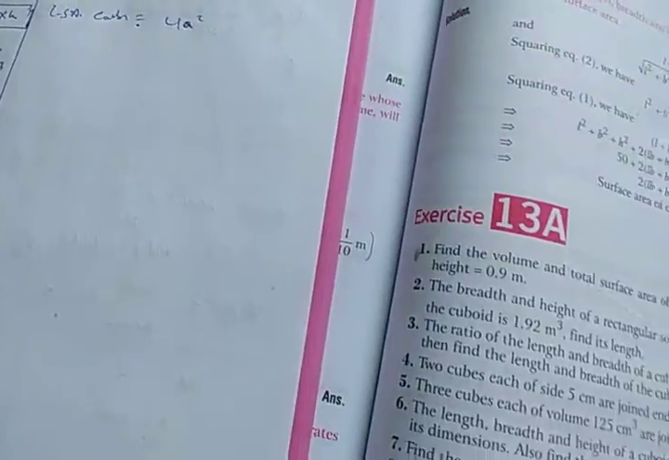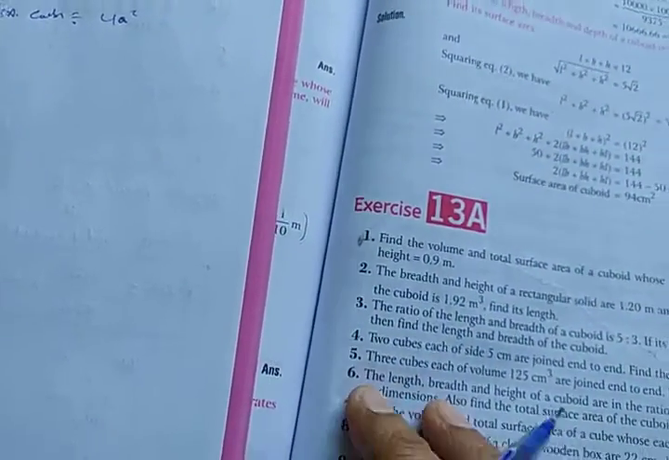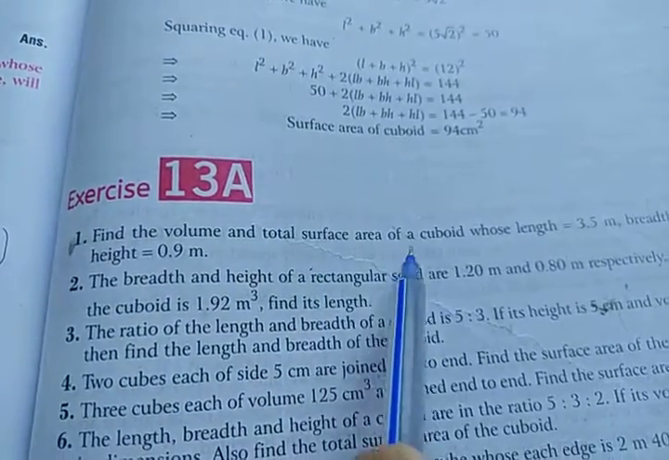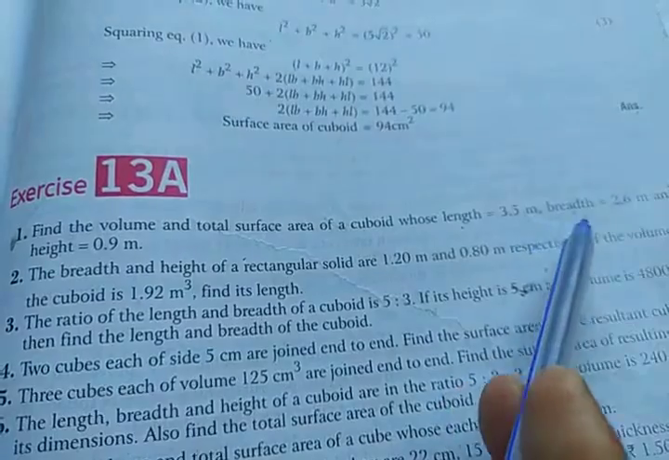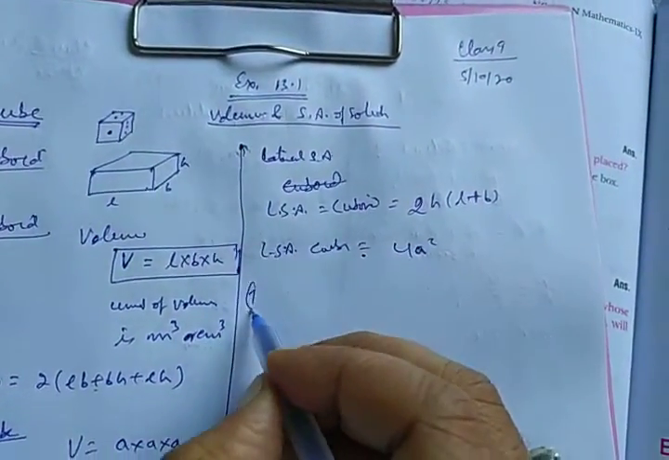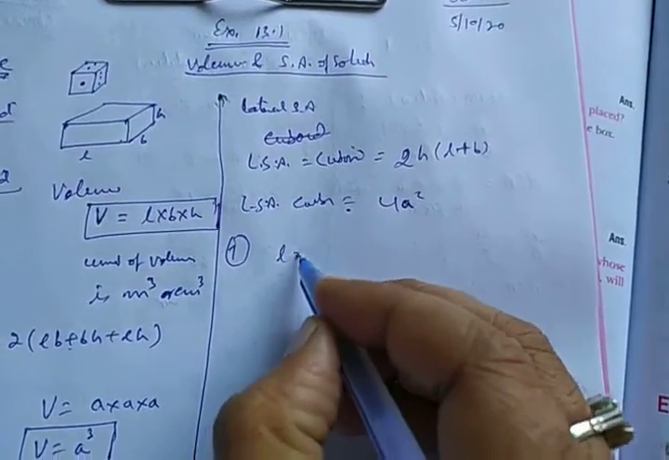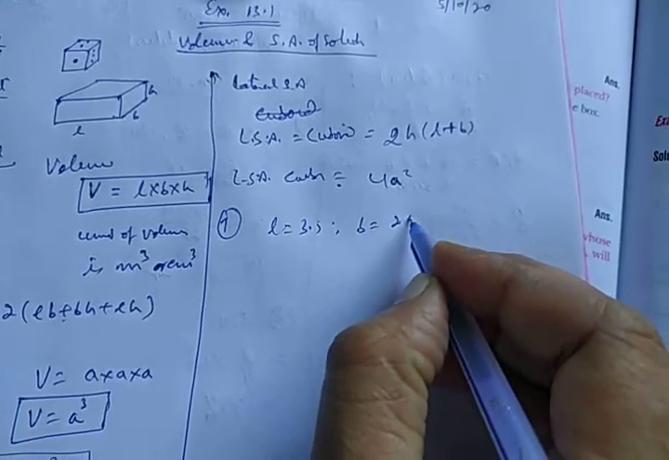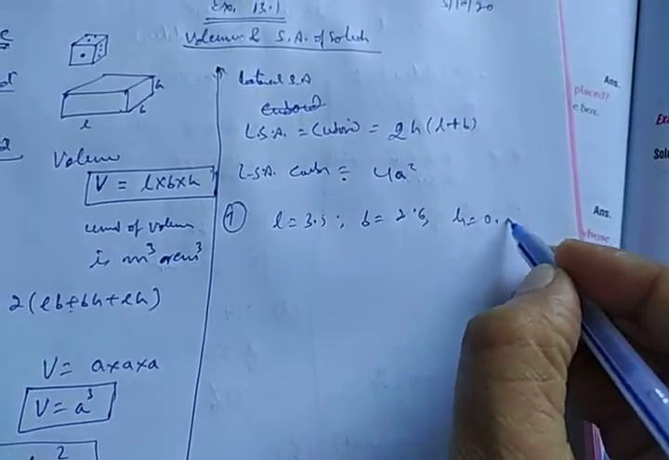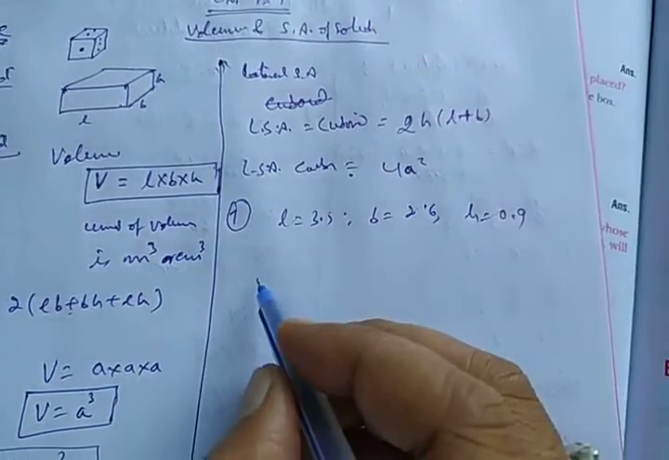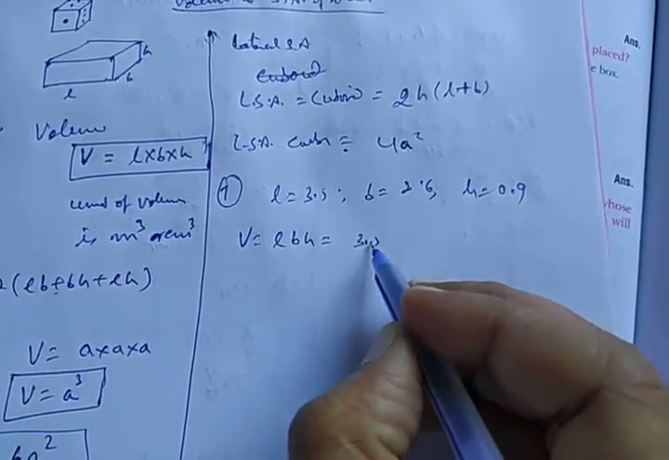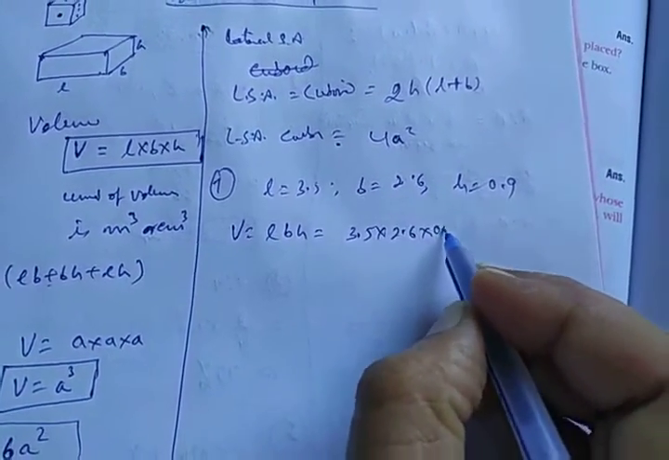This is exercise 3. The first question is given: find the volume and total surface area of a cuboid whose length, breadth and height are given. First you note the data, what is given. L is equal to 3.5, B is equal to 2.6 and H is equal to 0.9. Now for the volume, you know it is LBH, this will be 3.5 into 2.6 into 0.9.